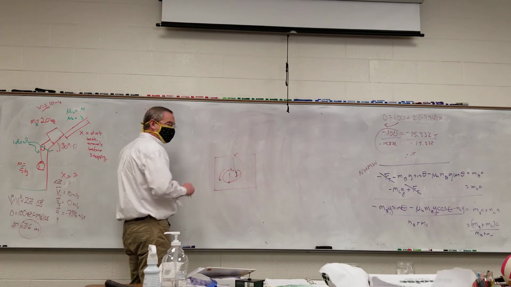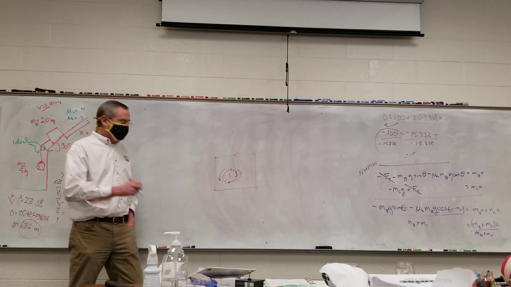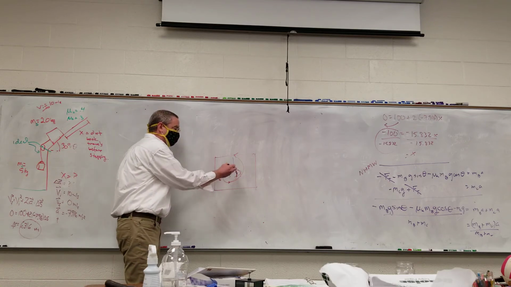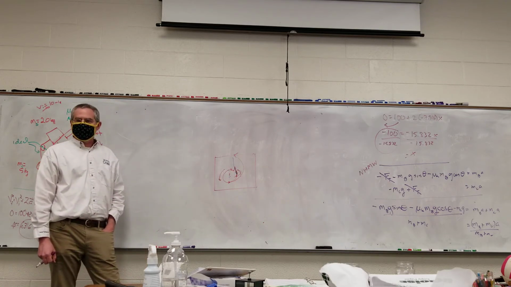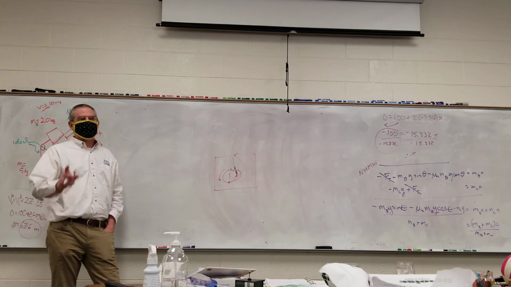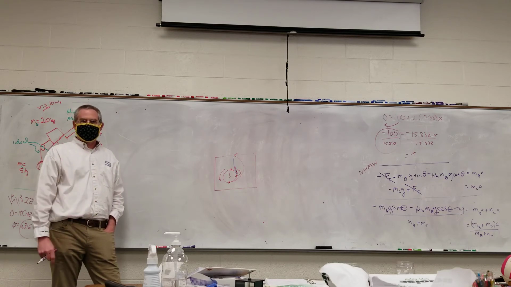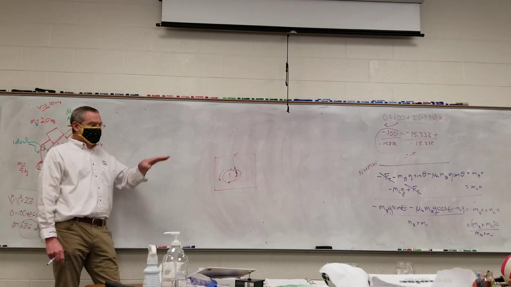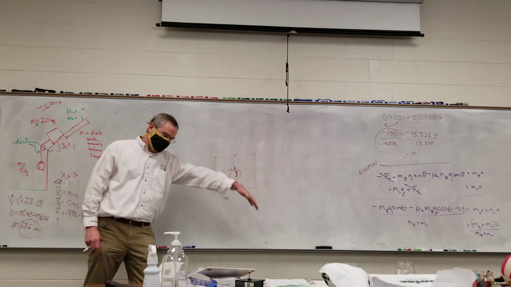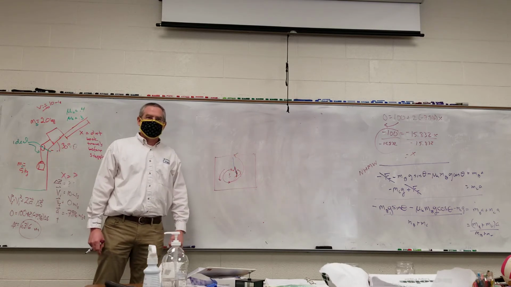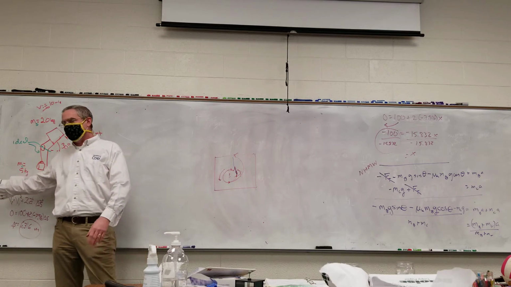So at the moment that I let go, at that moment, it is traveling in that direction. And now it wants to keep doing that. And in order to stop, something has to make it stop. So that's why the gravitational force is still acting on it, so that's why it curves downwards. But it will go in a straight line until it hits the wall or the floor.